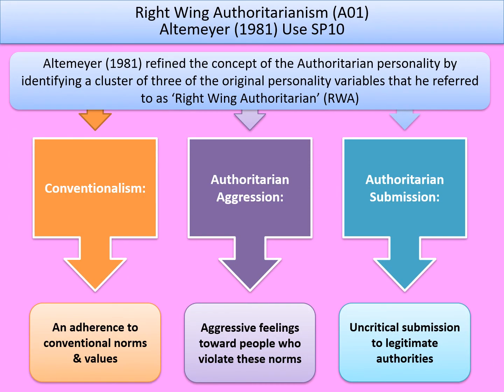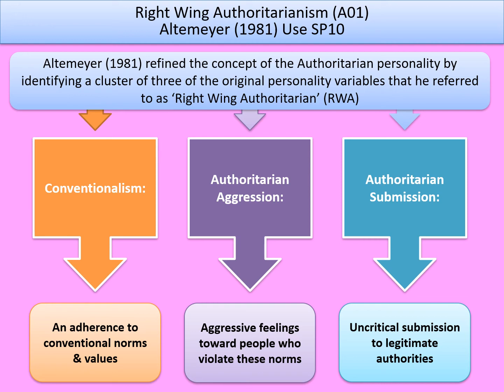And then another aspect of this is looking at the cluster of right-wing authoritarian personality variables. So Altemeyer in 1981 took the authoritarian personality and identified that people who are right-wing authoritarian, or RWA, will have these three personality characteristics. They will be high on something called conventionalism, high in authoritarian aggression, and high in authoritarian submission.